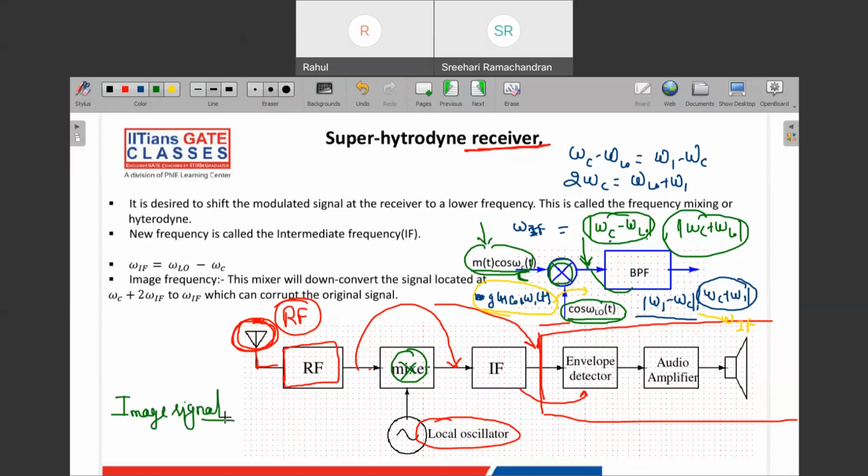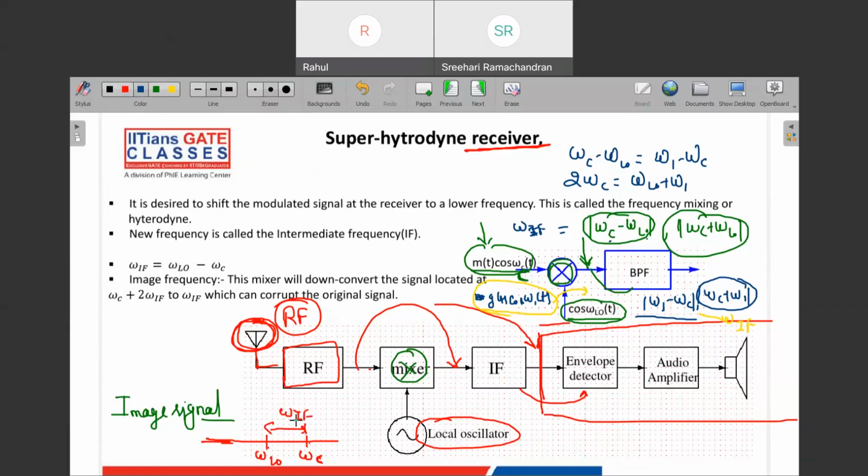Okay. So this image signal is always the unwanted signal, and we don't want it to be down converted. Now why do we call it an image signal? The answer lies here. Let's say this is omega LO, and let's say we have an omega c, which is somewhere here. The difference between these two we call omega IF, the intermediate frequency after the down conversion.